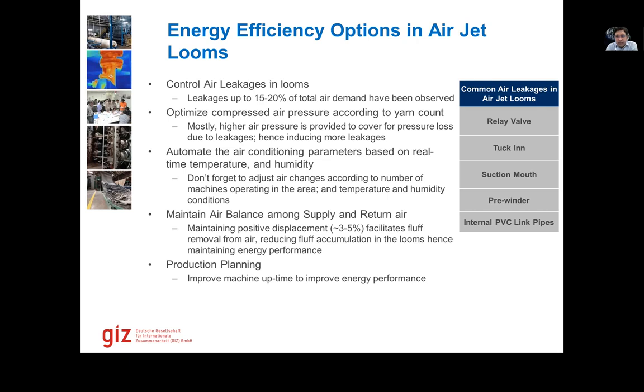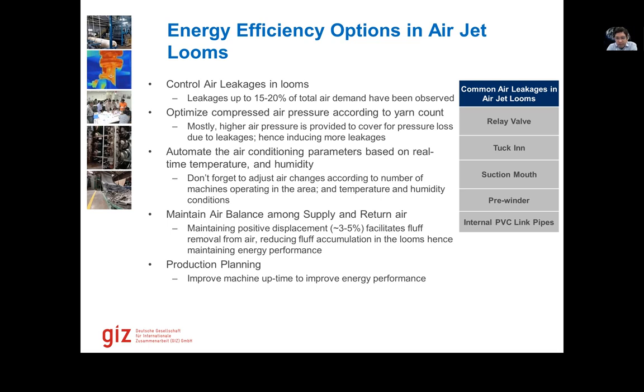Then air conditioning and ventilation parameters can be automated similarly to what we do in spinning. In this case, we also have temperature control. So we have chillers usually, which are cooling down. And in some older companies or smaller companies, they do not have temperature feedback loop to the chillers. If you provide the feedback loop here, the chillers can also be optimized. And then in a similar way, we can optimize the air balance in the weaving as well, like we discussed for the spinning. And then production planning.